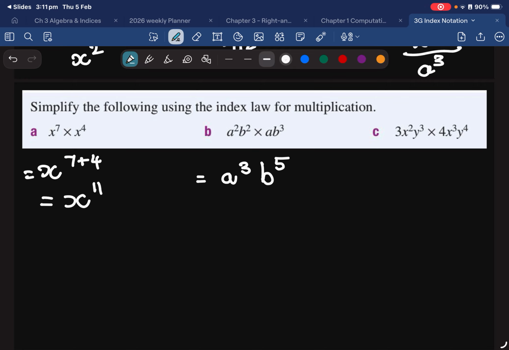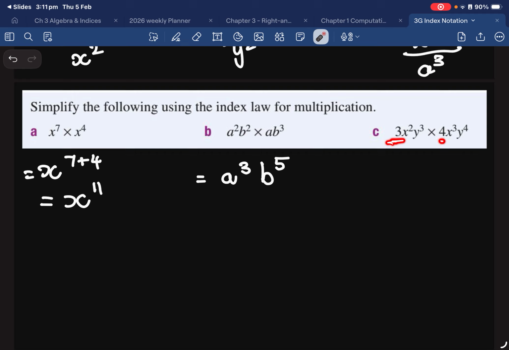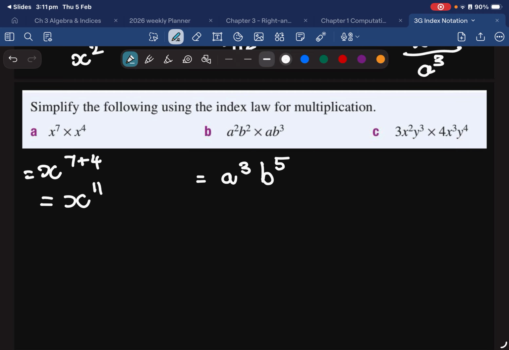This last one, we've got numbers, x's, and we've got y's there as well. So this one's going to be a little bit complicated. I like to do numbers first. So 3 times 4 gives me 12. I've got 2 x's here and 3 x's here. 2 plus 3 makes 5. And I've got 3 y's and 4 y's. 3 plus 4 makes 7 y's. Like I said, multiplication, really nice.